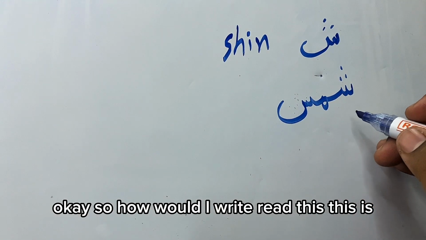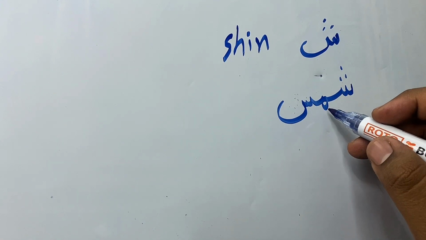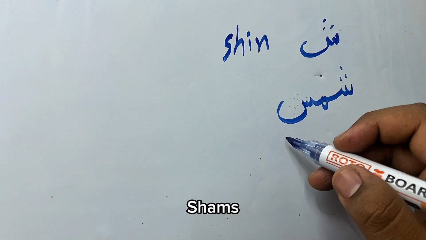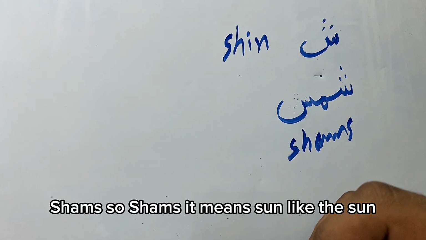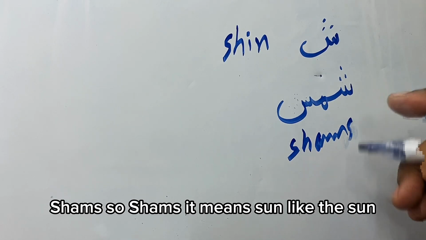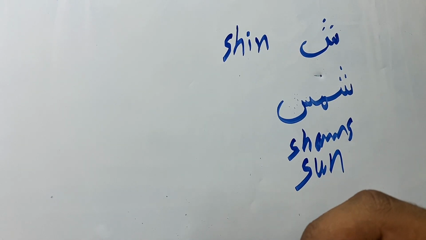Okay, so how would I read this? This is sh, m, s, shams. So shams, it means sun, like the sun. All right, let's look at the next one.